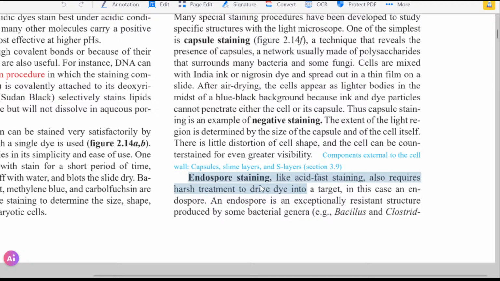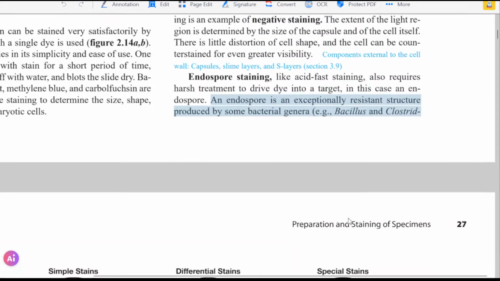Endospore staining. It is important. These guys cause way too many problems, dangerous diseases, or you can say persistent diseases. Endospore staining, like acid-fast staining, also requires harsh treatment to drive the dye into the target because the endospore is strong. It is made for the external condition. It can resist almost every high temperature or harsh condition to a certain limit. So we have to go beyond that limit for us to stain them. In this case, an endospore. An endospore is an exceptionally resistant structure produced by some bacterial genera, for example, Bacillus or Clostridium.